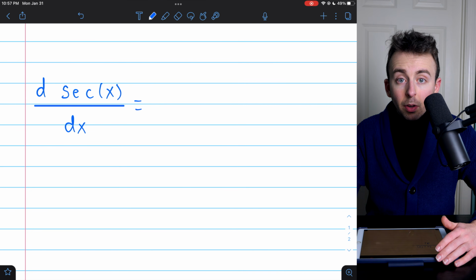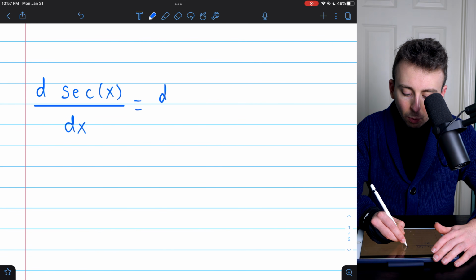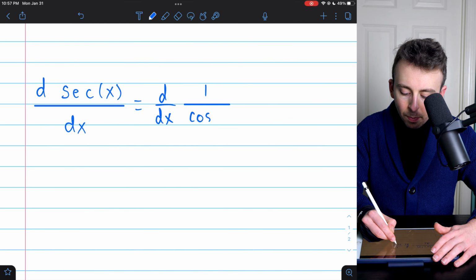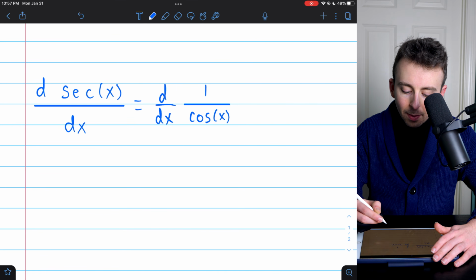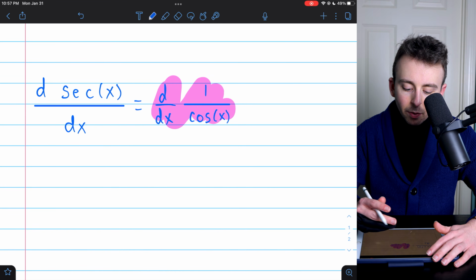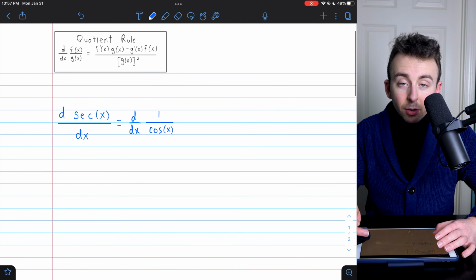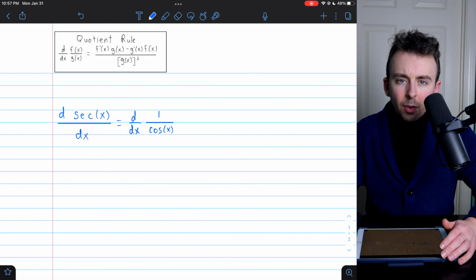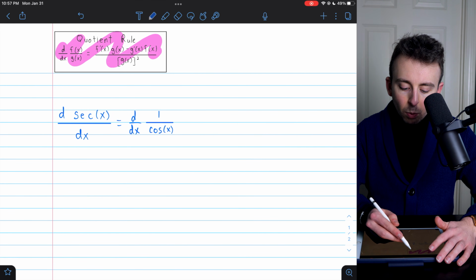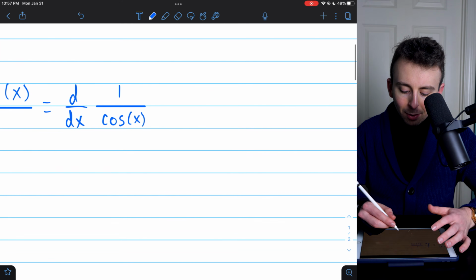So the derivative of secant with respect to x, what's that? Well, we could replace secant with its definition. It's just the reciprocal of cosine. So the derivative of secant, that's the same as the derivative of 1 over cosine. So now we've expressed the secant function as a quotient, and we can bust out our friend the quotient rule just like that. All right, so let's do it.